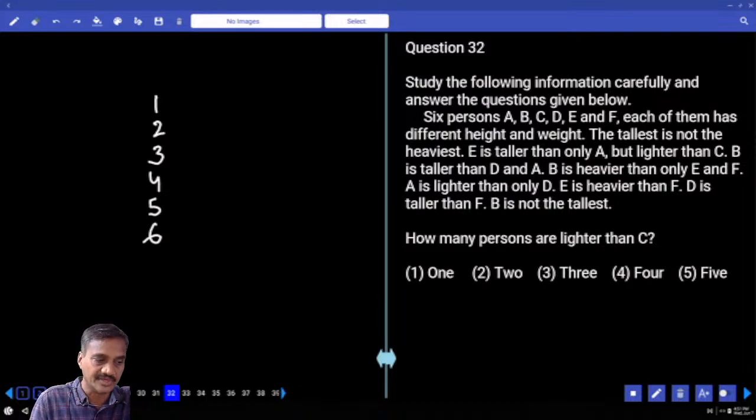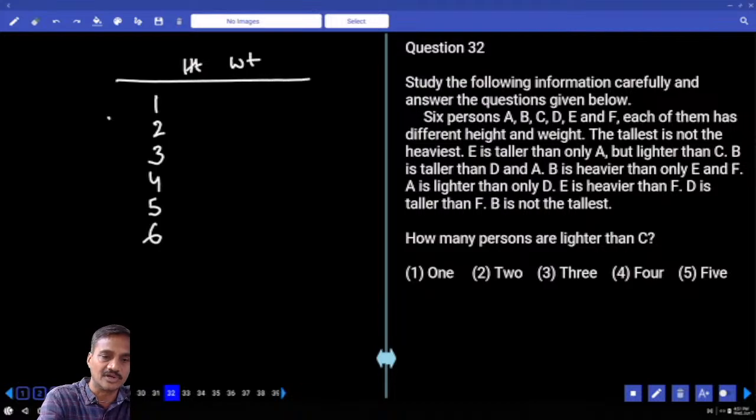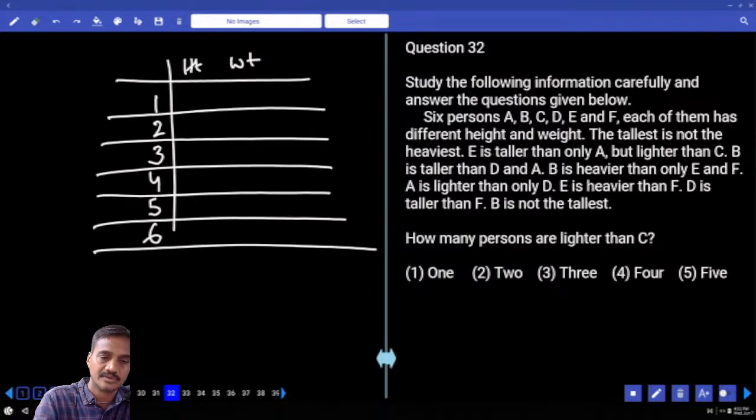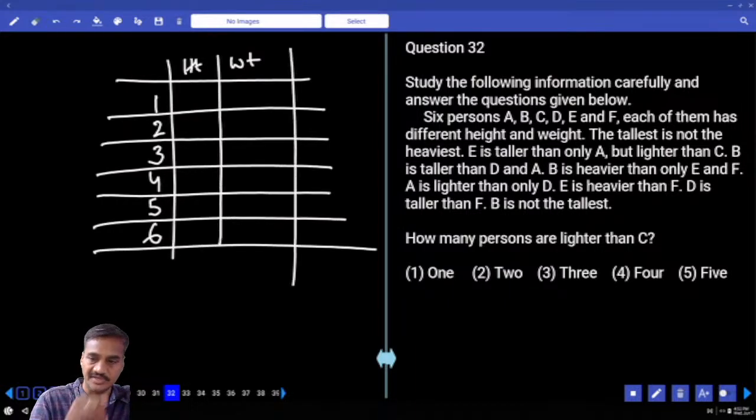Now here they are comparing in two different formats. One is height, the other one is weight. The tallest is not the heaviest. Then E is taller than only A, one person. E is taller than only A, but lighter than C. Now E is lighter than C.